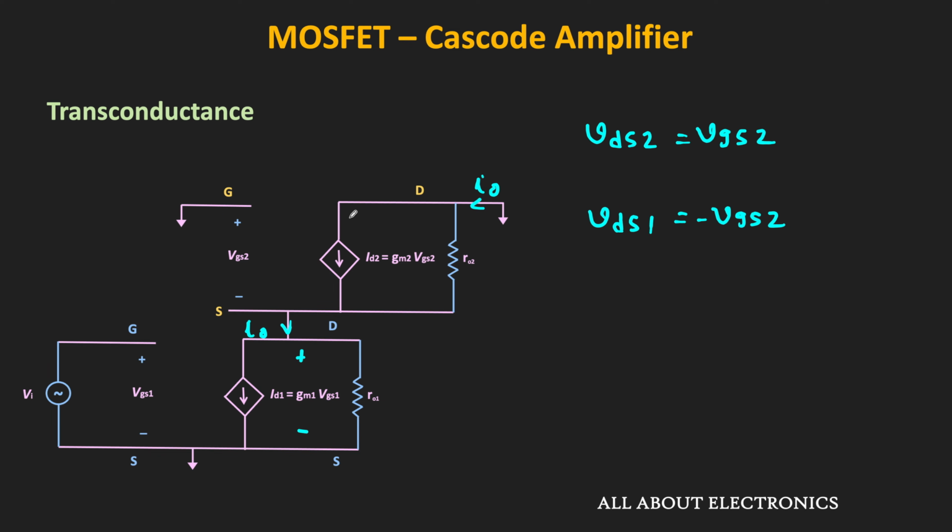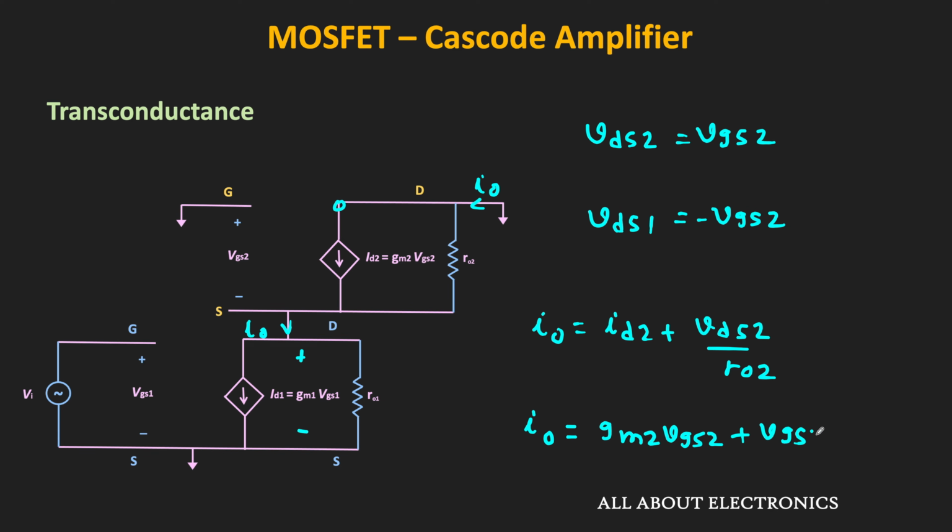Now here, if we apply the KCL at this node, then we can write this current I0 is equal to this ID2 plus VDS2 divided by R02, or we can say that this I0 is equal to Gm2 times VGS2 plus VGS2 divided by R02.